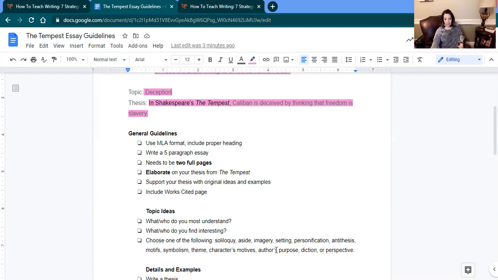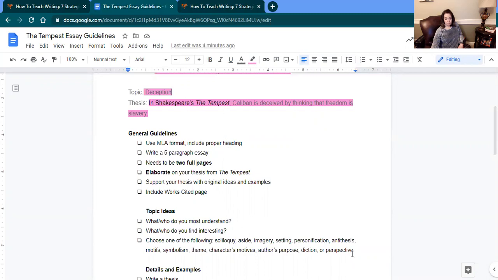What else here? Author's purpose. Here is where you would write about Shakespeare. And the interesting thing, I don't know if we talked about it, is that some people do think that Shakespeare wrote this play about himself, that it's kind of a play in a play. And it even talks about the globe in one line. So that would be a very interesting paper to do.